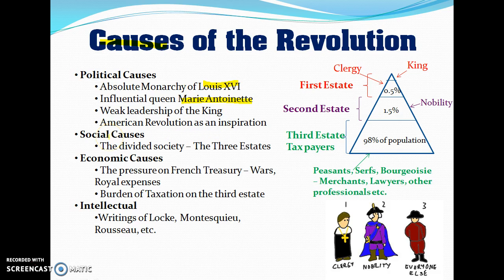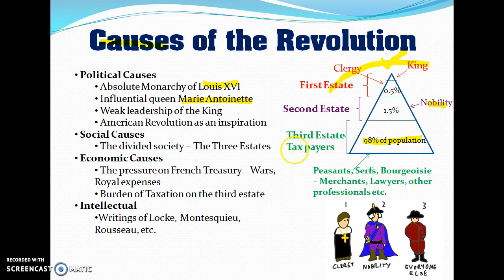Then the social causes. The society of France was highly unequal and unjust. There was a division of society, as is evident from this illustration. There were three classes. First estate, which consisted of the clergy and the king. Second estate, which consisted of the nobility. And third estate, which consisted of everyone else, that is peasants, serfs, merchants, lawyers, middle class and all others. This was the largest classification as it consisted of 98% of the total population.